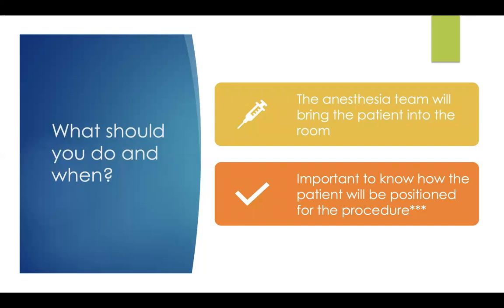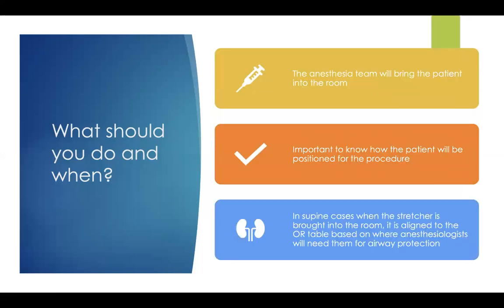There are some very rare instances where the patient won't be immediately moved to the operating room table. The one scenario that comes to mind is when we are placing patients in the prone position for a procedure. In those instances, we'll actually keep the patient on the stretcher and position them in the prone position only after they've been induced on the stretcher. It's not a very common thing, but it's important to know how the patient's going to be positioned.